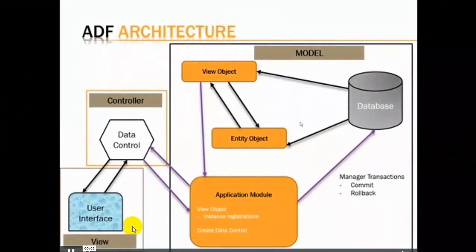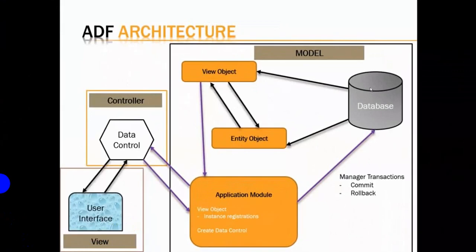Okay, so yesterday we have seen the MVC architecture, the ADF architecture, which is typically model view controller architecture. We have seen that we have a database, and we have a view object and an entity object. And if you want to pull any data on the user interface which is updatable, then we have to go with the entity object.